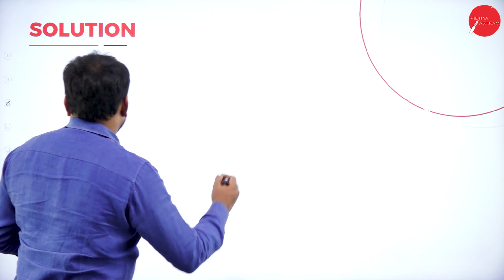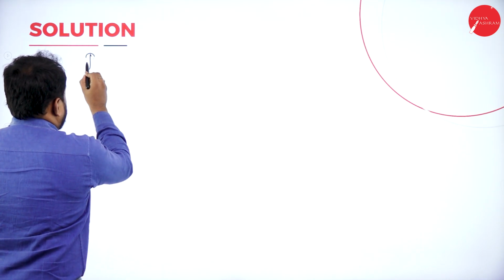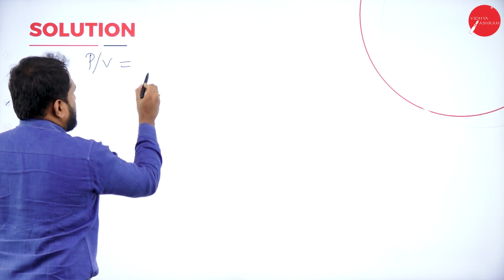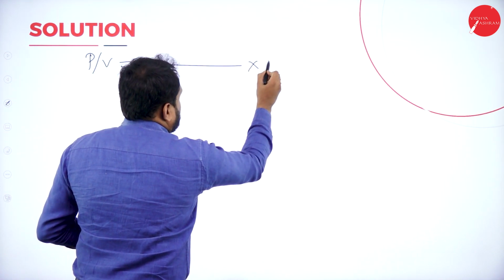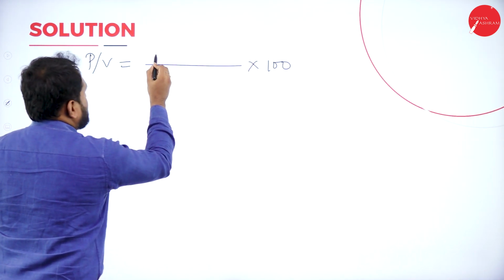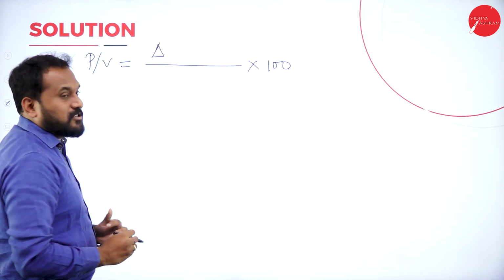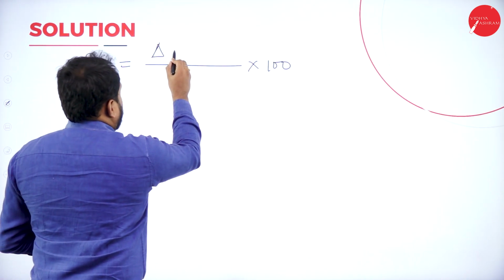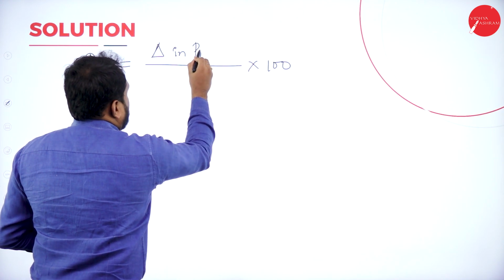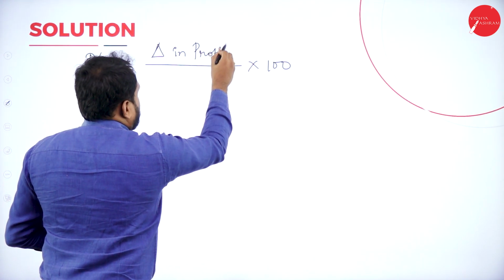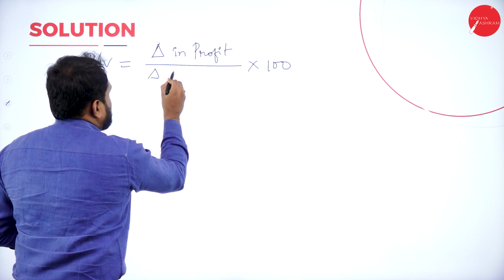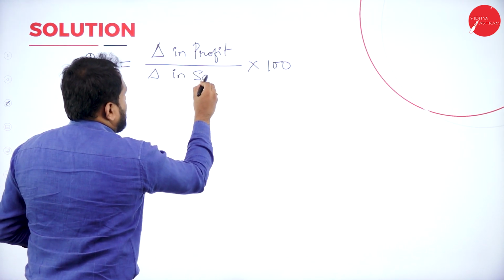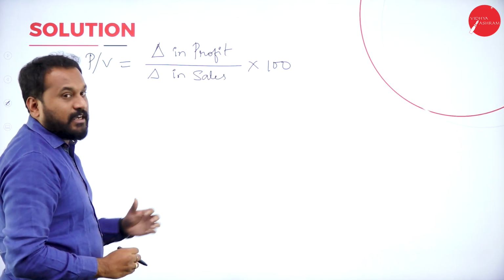So we'll take a fresh slide. Now you are supposed to help me. Profit volume is equal to, draw this, into 100. Now what is this? This is called delta. Delta is also called change. Change in profit divided by change in sales, into 100.